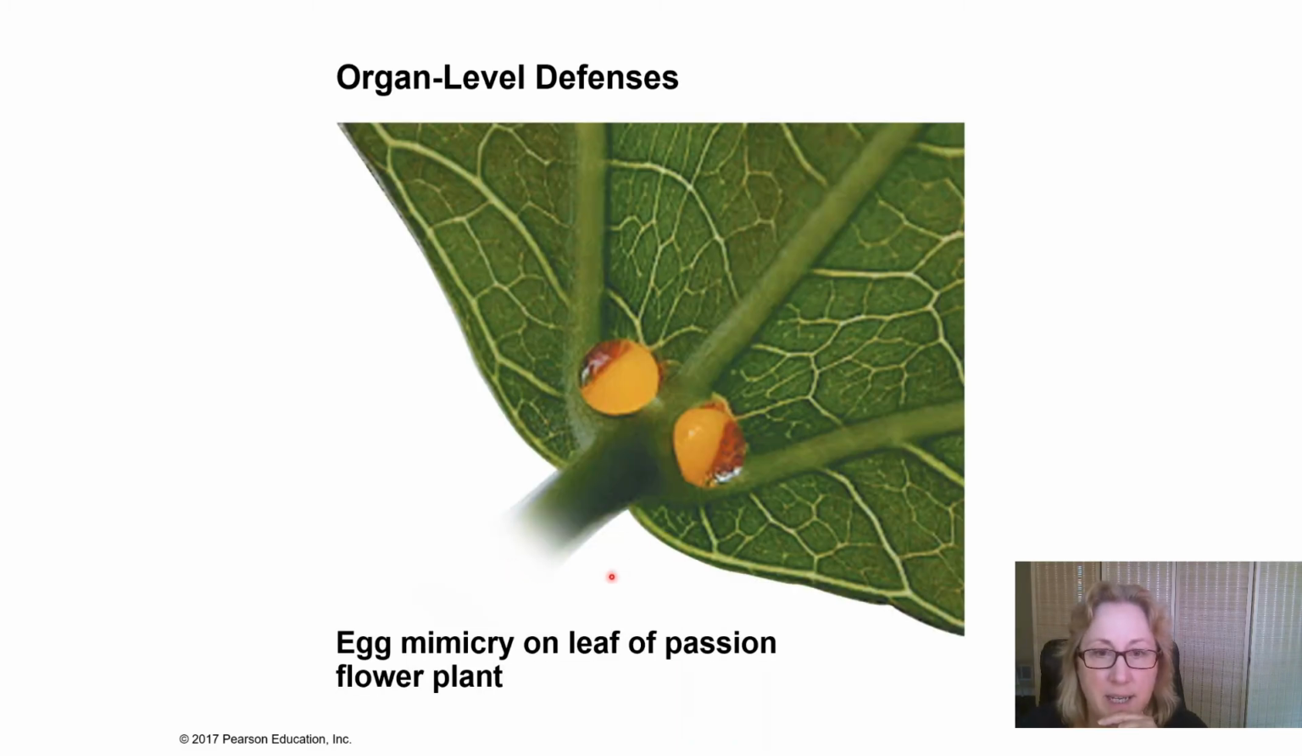And this is an example of, this is from a passion flower plant. It has these little nodules on it that look like moth eggs, to deter moths from laying more eggs on there.